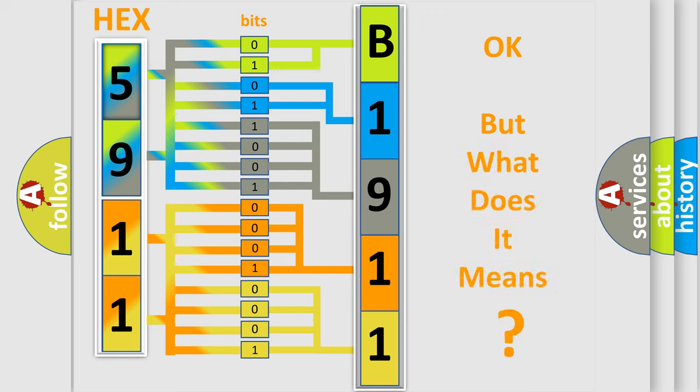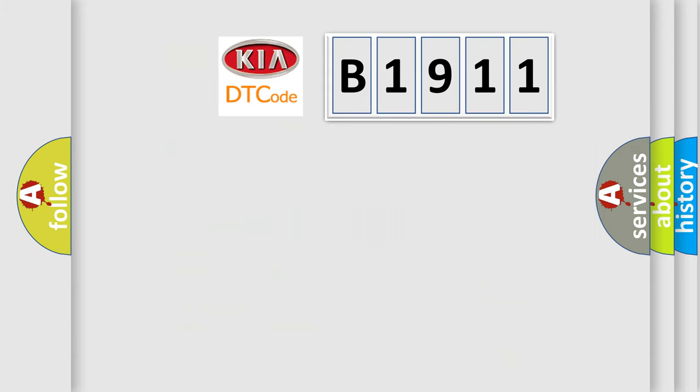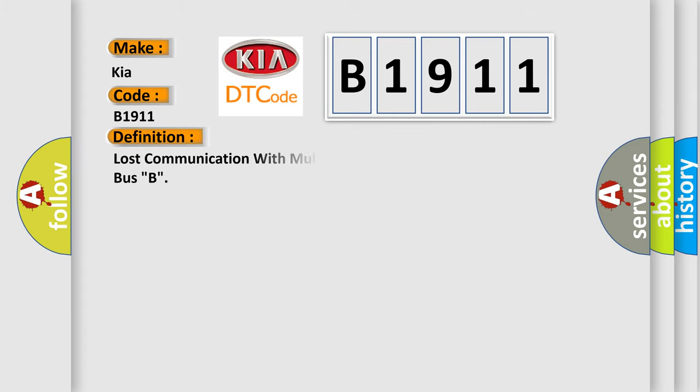The number itself does not make sense to us if we cannot assign information to what it actually expresses. So, what does the diagnostic trouble code B1911 interpret specifically for Kia car manufacturers? The basic definition is lost communication with multi-axis acceleration sensor module on bus B.